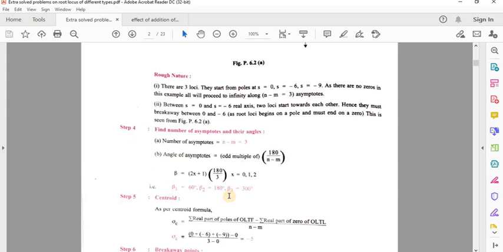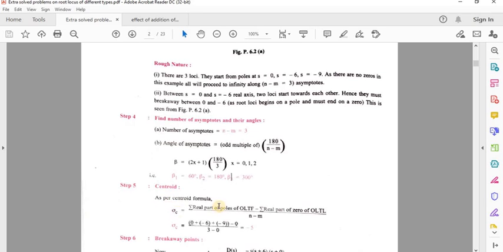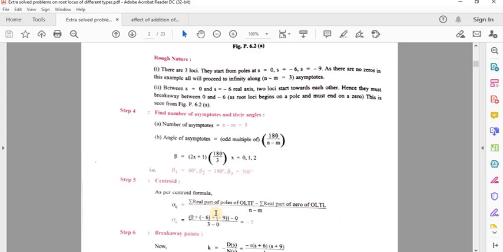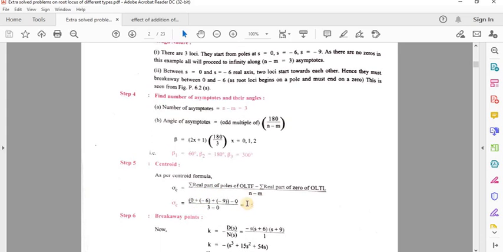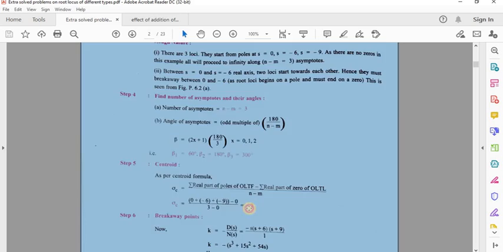Now the centroid is the point from which the asymptotes will rise. We will plot the asymptotes. The centroid formula is the summation of the real parts of poles minus the summation of the real parts of zeros, divided by the number of poles minus zeros. So they have calculated minus 5 as the centroid.